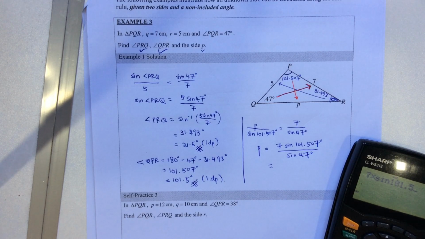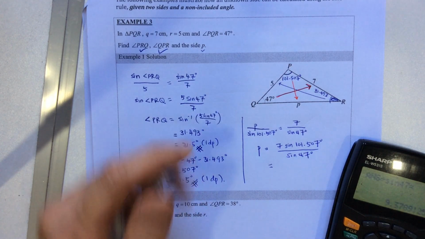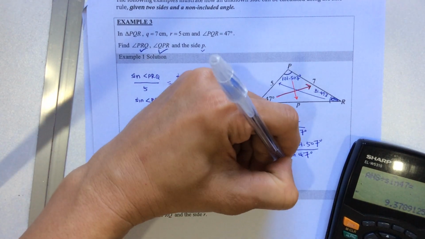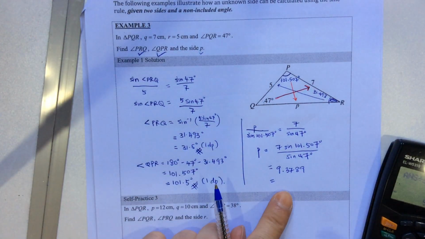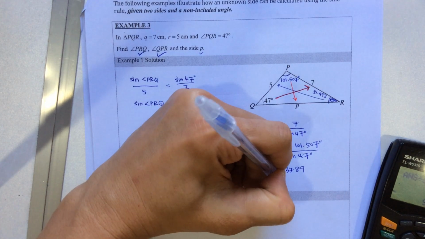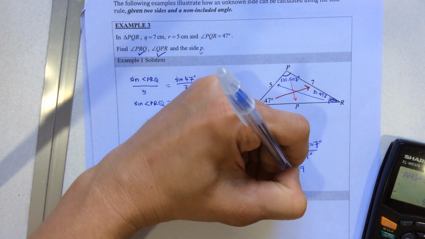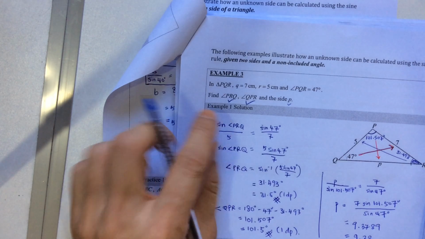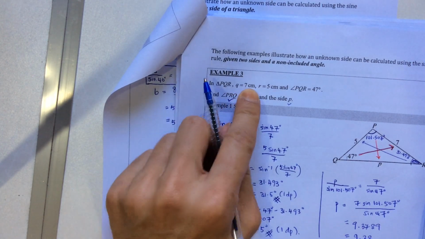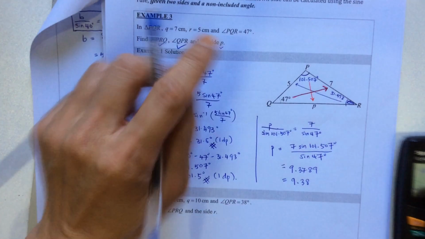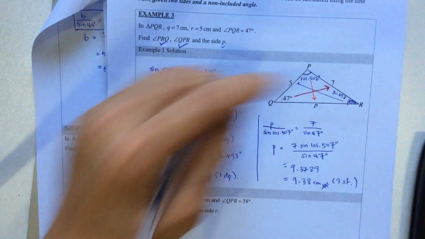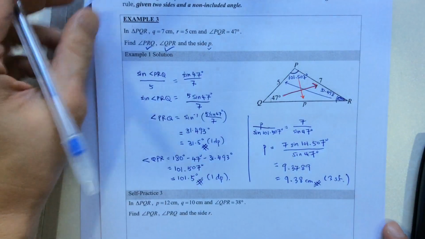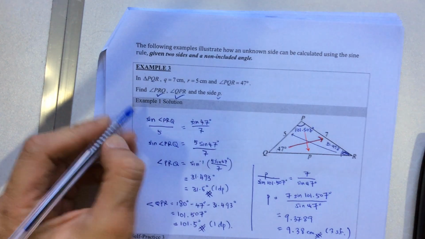So my value will be 9.3789. So in 3SF, okay, for side it will be 3SF, angle will be 1 dp, so there will be 9.38. It is in centimeters. So check, it can be in meters, but the question is in cm now, so it will be in centimeters. So 3SF for this.